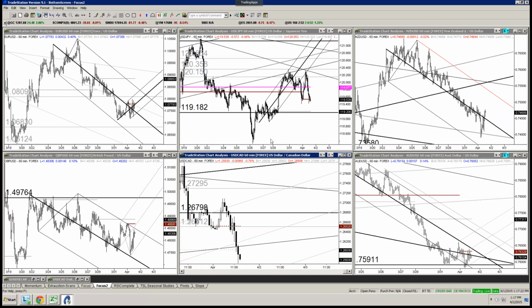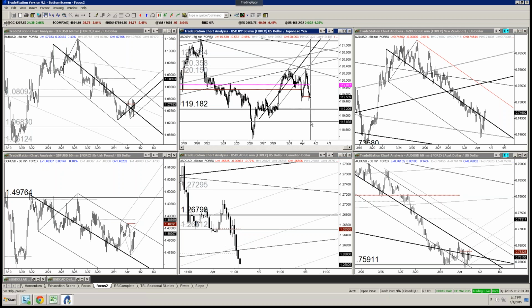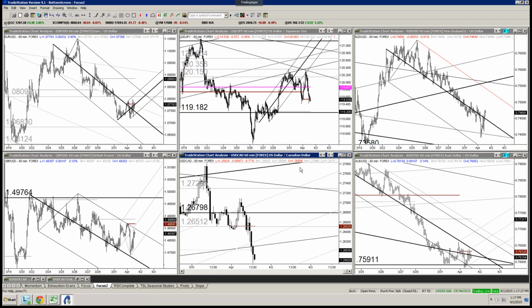All right, so we've got dollar CAD, which we're going to be looking to get on the short side over the next couple days or a couple weeks, depending on how it plays out in the near term.